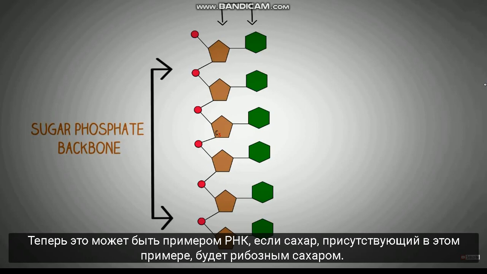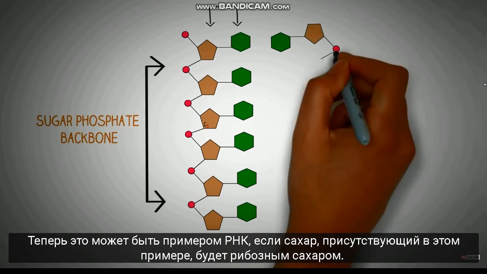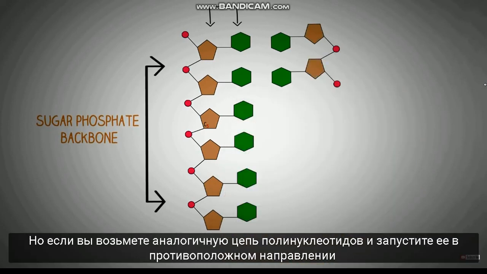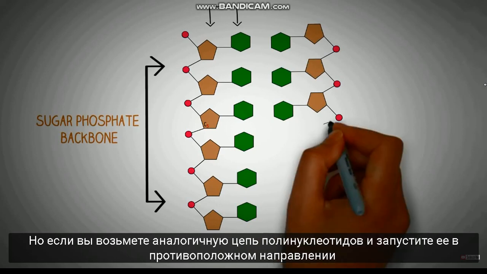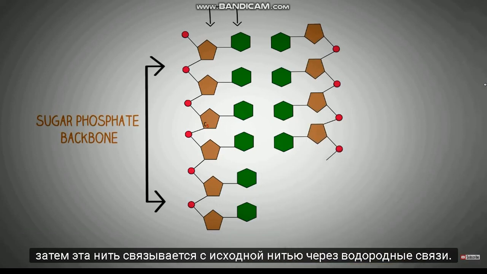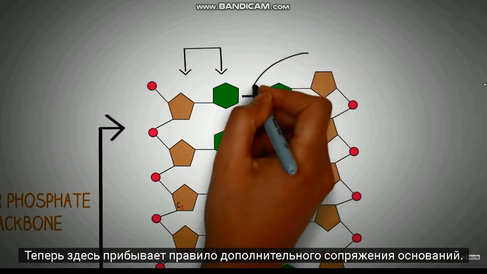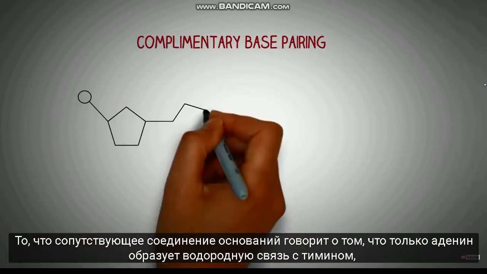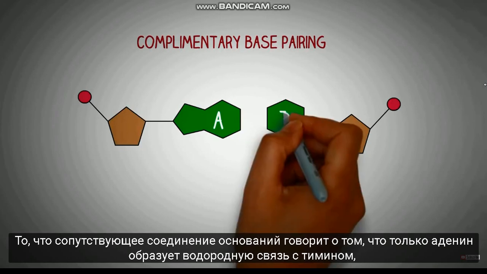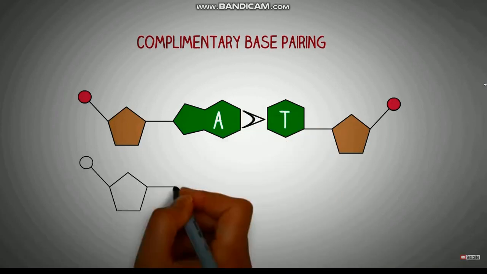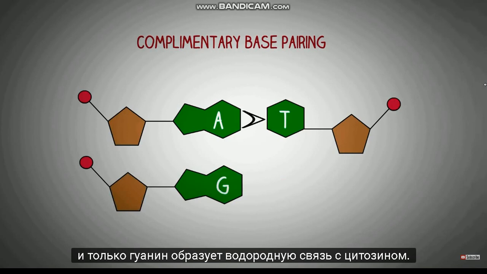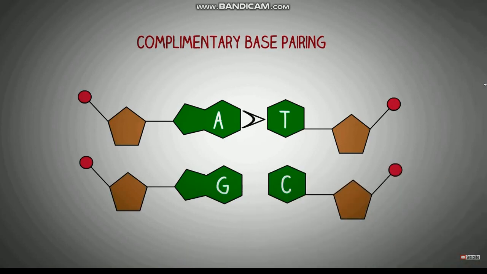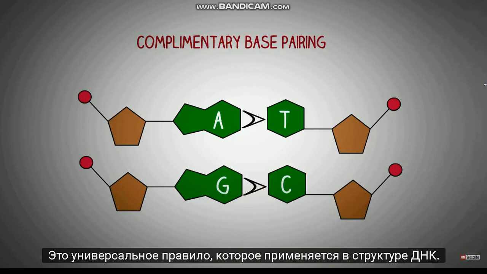Now this can be an example of RNA if the sugar present in this example is a ribose sugar. But if we take a similar strand of polynucleotide and run it in the opposite direction, this strand binds with the original strand through hydrogen bonds. Now here comes the role of complementary base pairing. Complementary base pairing says that only adenine forms a hydrogen bond with thymine and only guanine forms a hydrogen bond with cytosine. Now this is a universal rule that is applied in the structure of DNA.